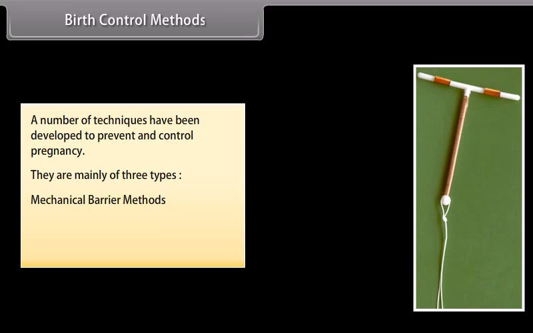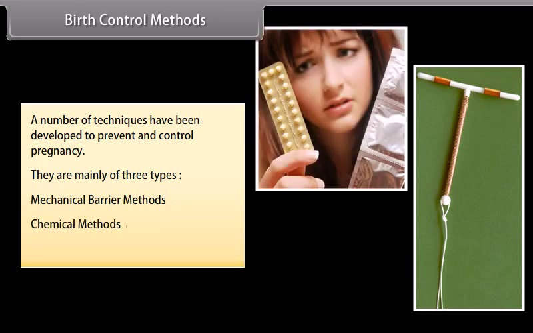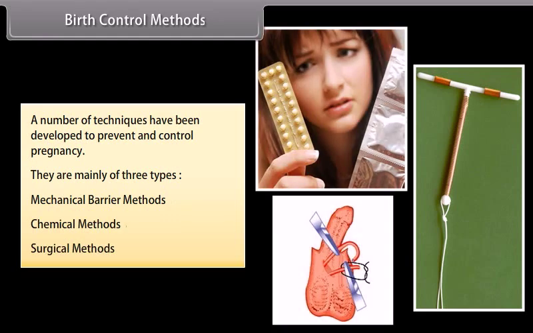Birth control methods. A number of techniques have been developed to prevent and control pregnancy. They are mainly of three types: mechanical barrier methods, chemical methods, surgical methods.